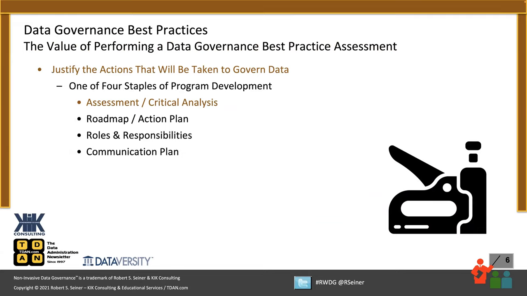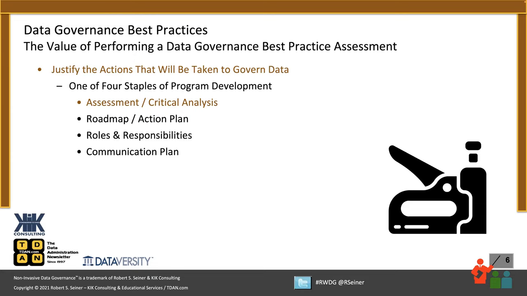And typically I suggest that there's four primary staples that need to be put in place when you're starting a governance program. And it shouldn't surprise you that I believe that one of those staples is that assessment or a critical analysis. Some organizations don't like to pay for assessments anymore. So if you call it a critical analysis, there may be a better chance that they would conduct a critical analysis rather than an assessment. But then from the assessment, the recommendations feed into that roadmap and action plan.